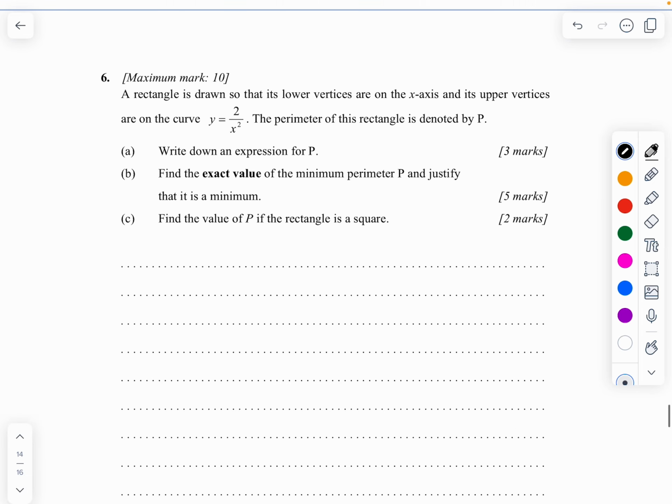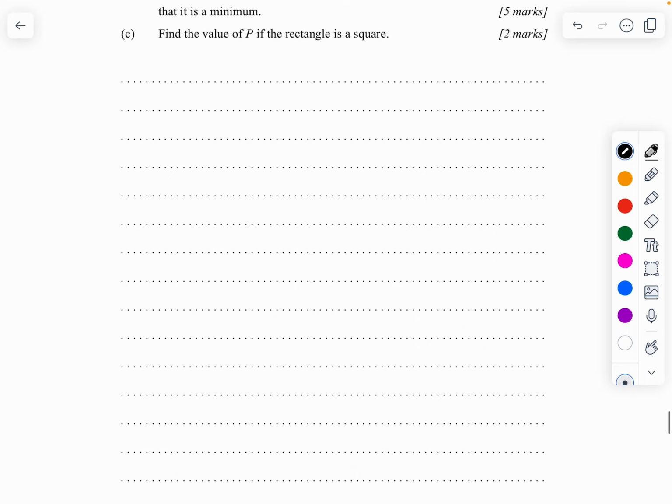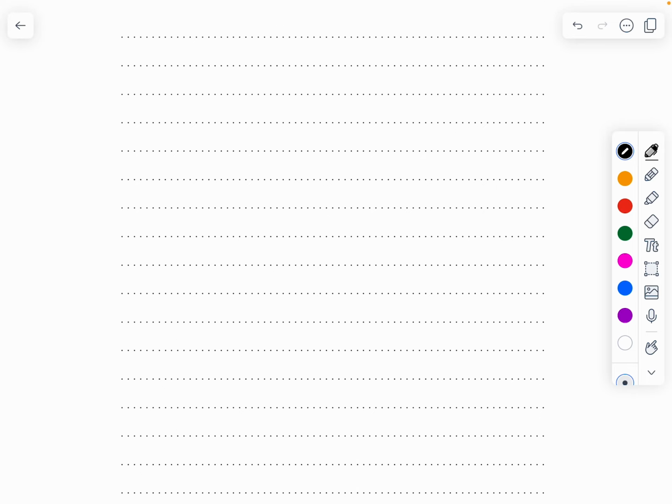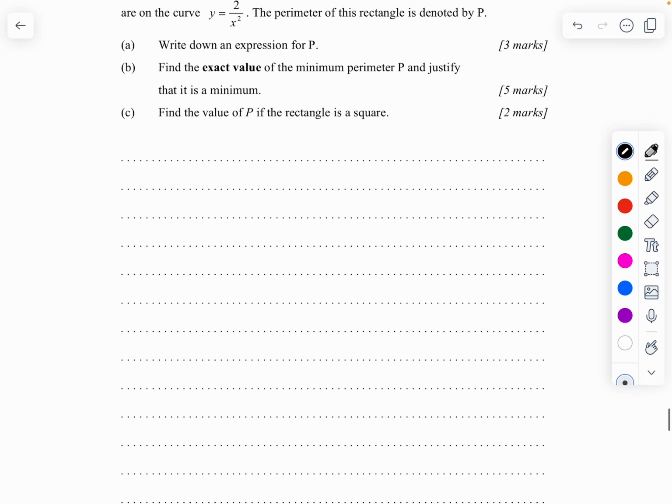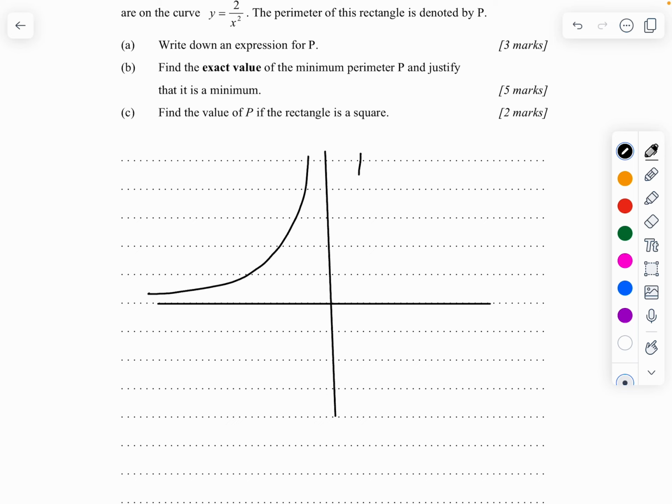Coming to question number 6. A rectangle is drawn with the lower vertices on the x-axis and the upper vertices on the curve y equals 2 upon x square. So first let us draw y equals 2 upon x square. This is one curve, this is a curve down. I'm drawing the shape of the rectangle. It should be like this. So this is x, and this is also negative x.